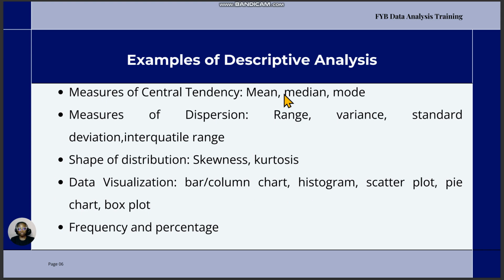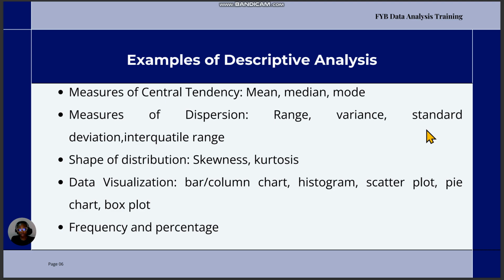We have the measures of central tendencies, for example, mean, median, mode. Then we have the measures of dispersion: range, variance, standard deviation, interquartile range. We also have shape of the distribution, so you can use that to describe your data also. This is where we'll talk about skewness. And then data visualization, you can visualize the data using different types of charts, like the bar charts, column charts, scatter plot, pie charts, and so on and so forth.